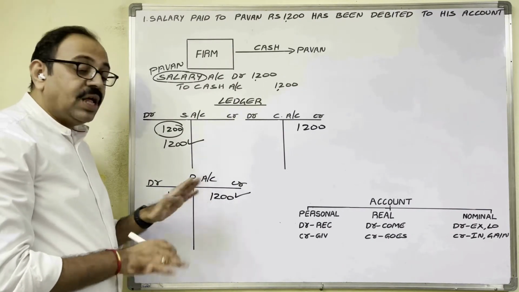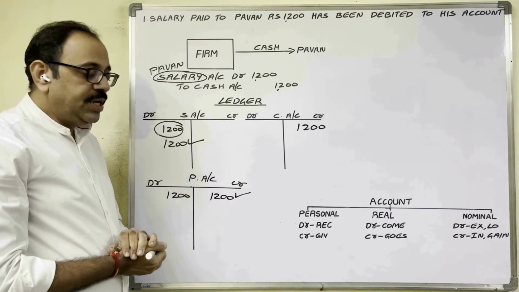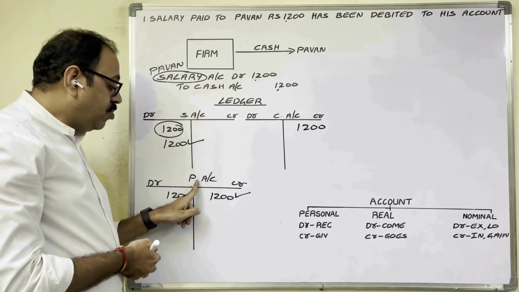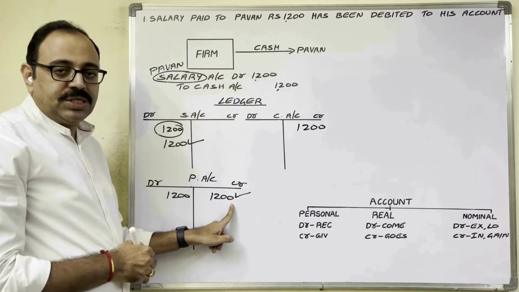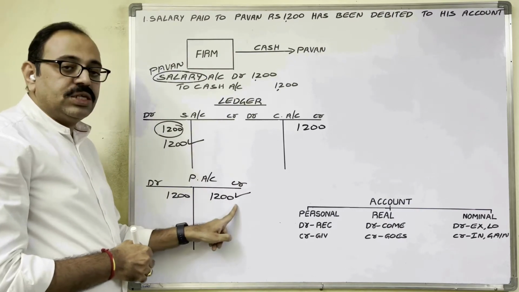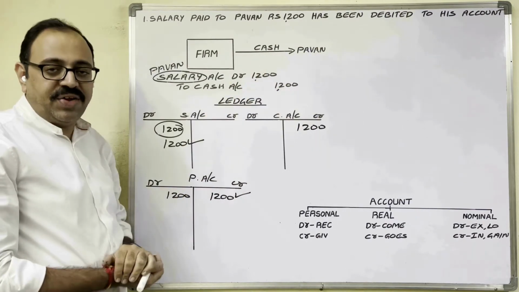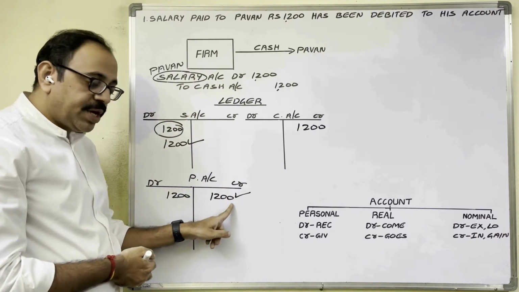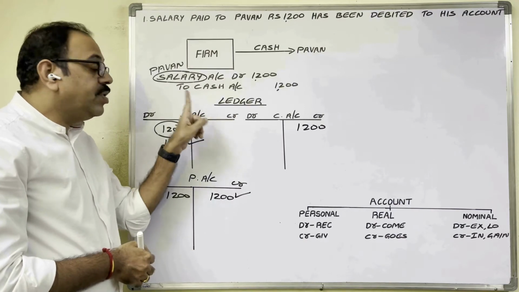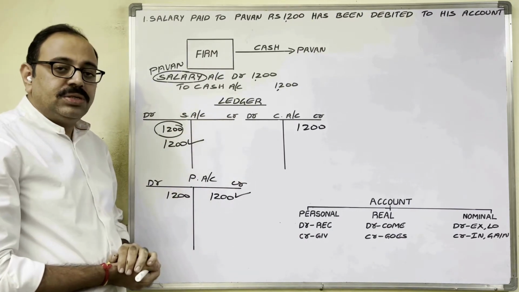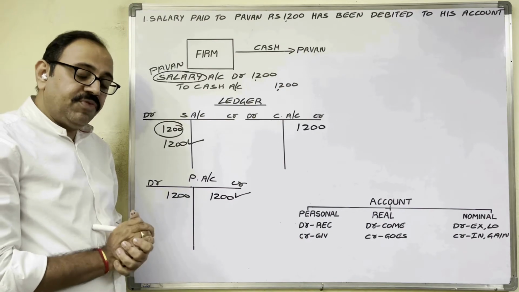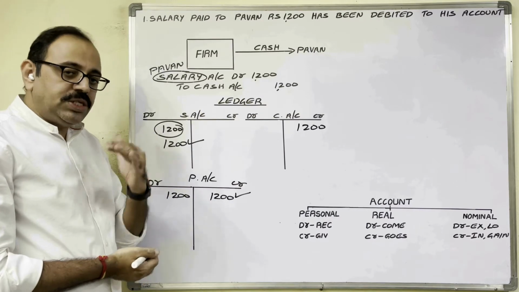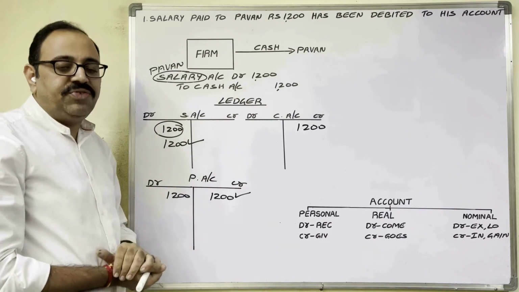Finally, in Pavan account, nothing is debited. So our answer is salary account should be debited with 1200 rupees and Pavan account should be credited with 1200 rupees. Based on these two answers, we should frame the rectification entry. Salary account should be debited, Pavan account should be credited. Therefore, salary account debit to Pavan account. Where should we write this entry? Rectification entry. Suppose this is a small firm, so they maintain a journal book. In the journal, we should write this entry.